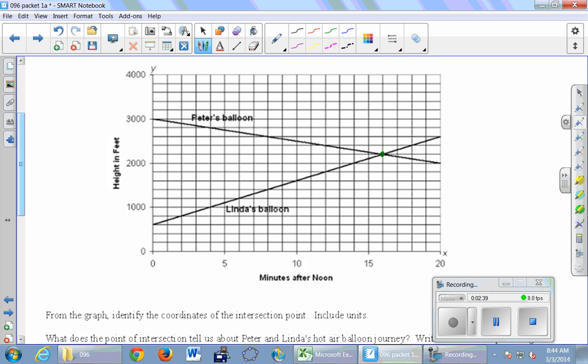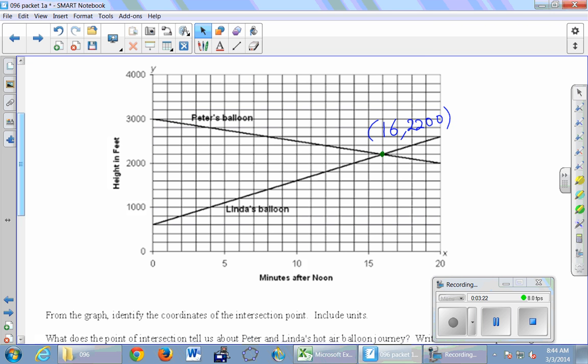So looking at this graph, let's just go ahead and write down the solution to the 2 equations. So what are the coordinates there? I think each of those is 200, is that right? I think that's good. And so that means 16 what? 16 minutes after noon. 2200 is what? The height of which one of them? Of both of them. That's the idea. So they're both at the same height at that exact moment in time, 2200 feet above the ground. Okay, so that's the solution.